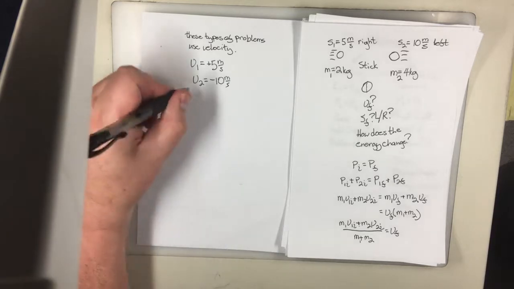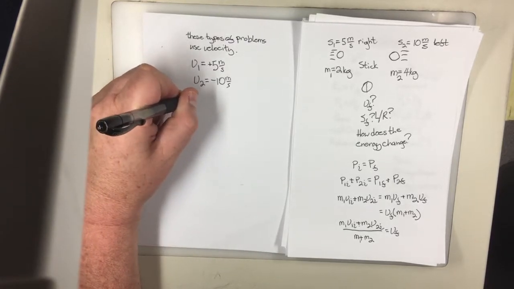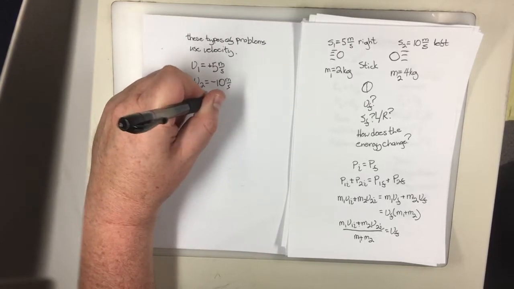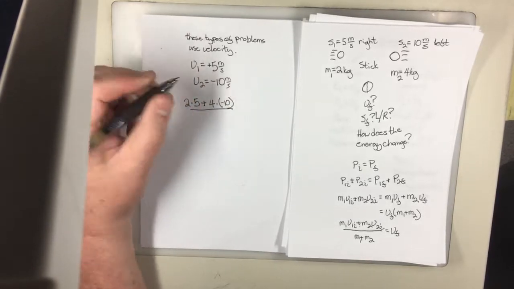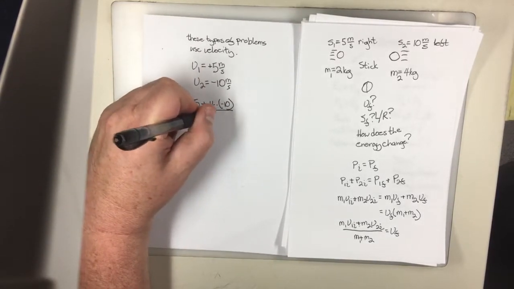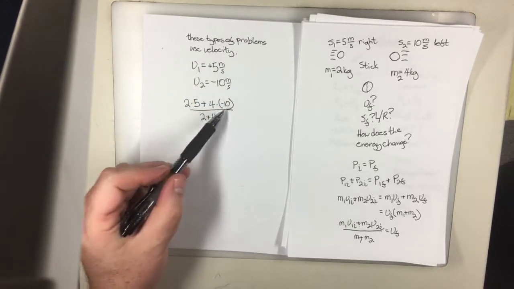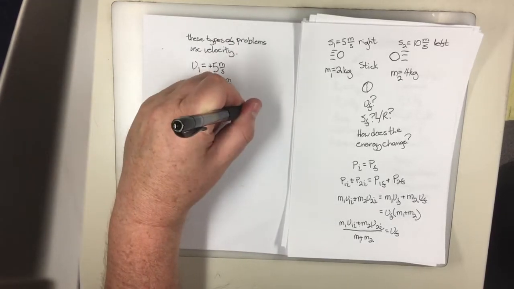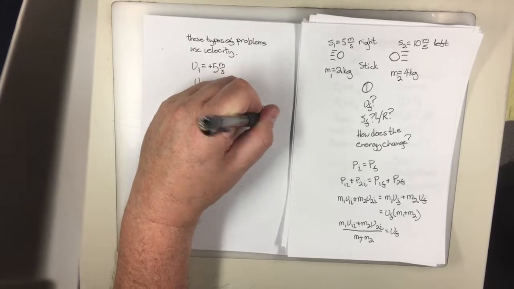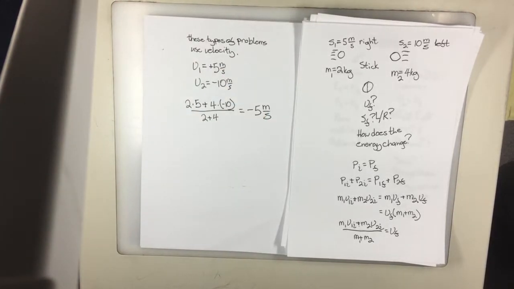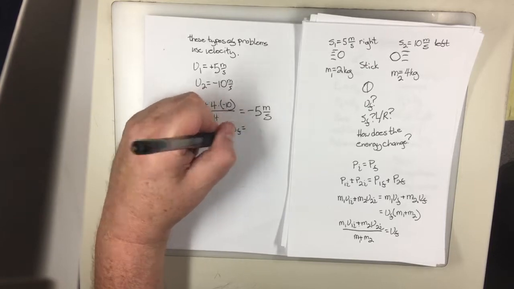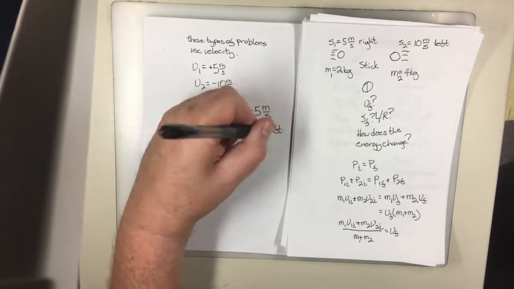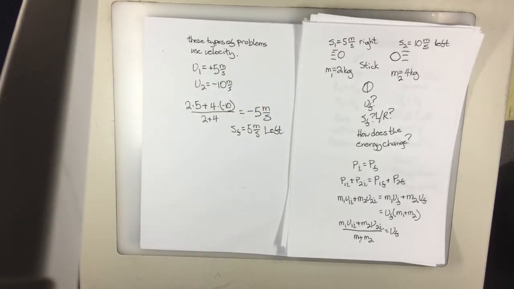Negative 10. So plugging all this stuff in, 2 times 5 plus 4 times negative 10 all over 2 plus 4. 10 minus 40 is minus 30. Minus 30 divided by 6 is minus 5 meters per second. So the final velocity is negative 5 meters per second. You could either say the final speed is 5 meters per second to the left, and that would give you the answer.